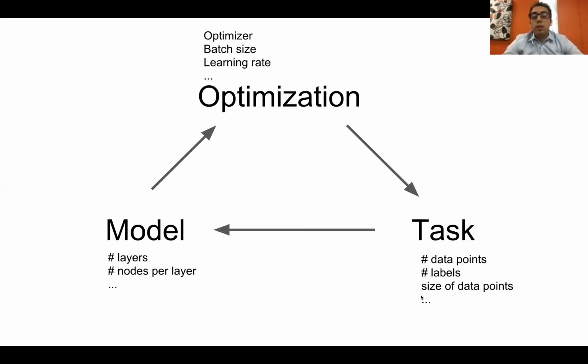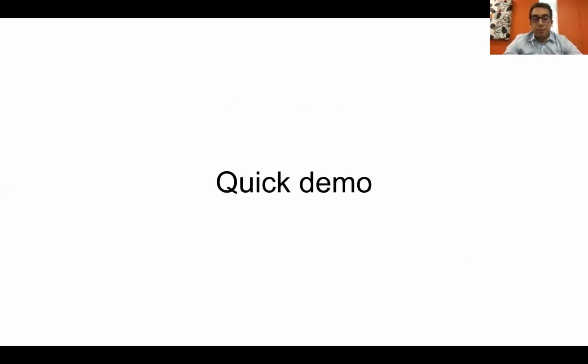And then as soon as we find the right optimization for this model, we can increase our task complexity, so increasing the number of data points and labels and the size of data points. For instance, if you are dealing with sequential data, it's better to start with shorter sequences and then increase the length of the sequence and so on. So this gives us a general framework to think about how to approach neural network tuning.